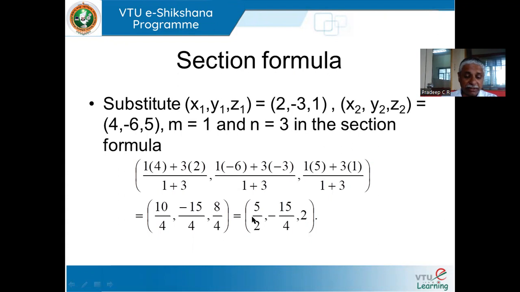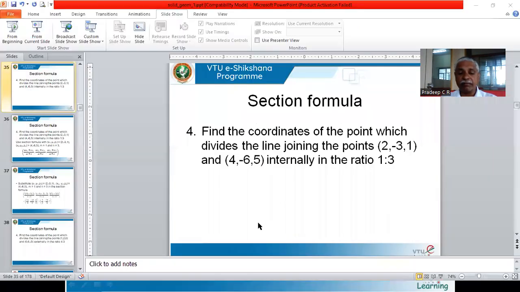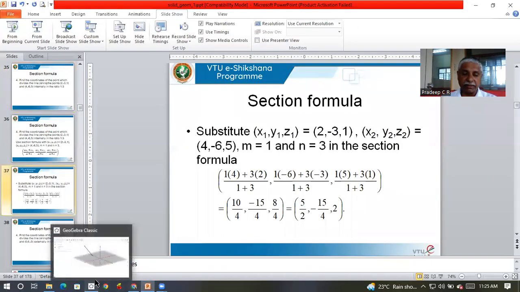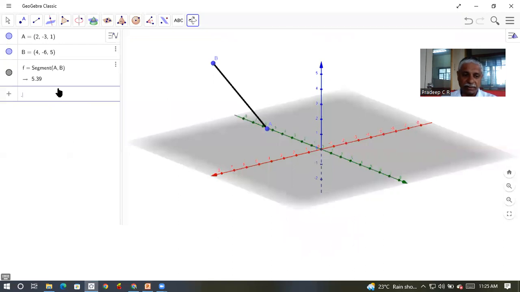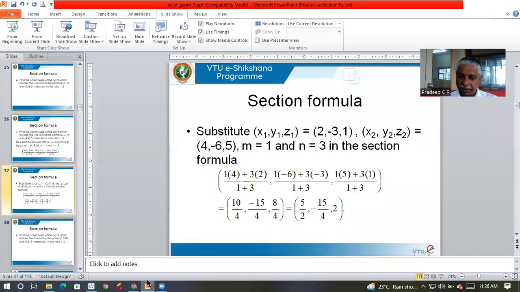So let us try to see it in the picture once. You don't have to do the picture part in your exam, that is only for you to understand. The point is 5 by 2, minus 15 by 4, and 2. So let us check that. Let us mark this point: 5 by 2 comma, minus 15 by 4.